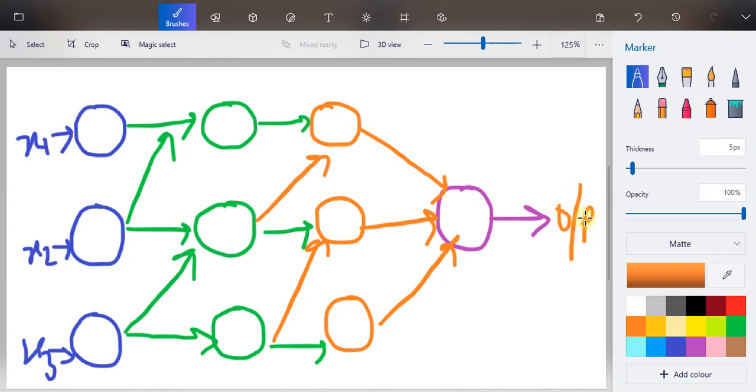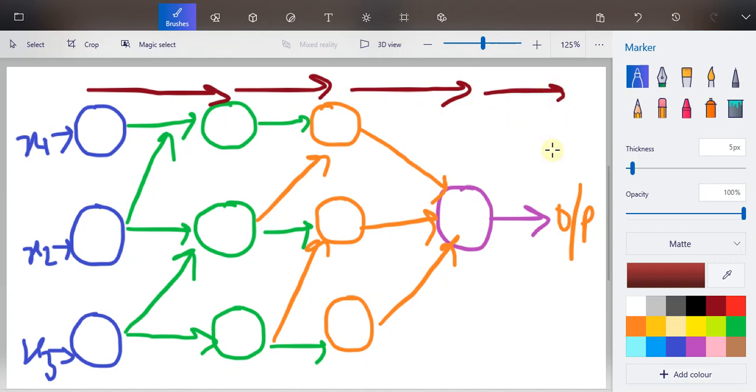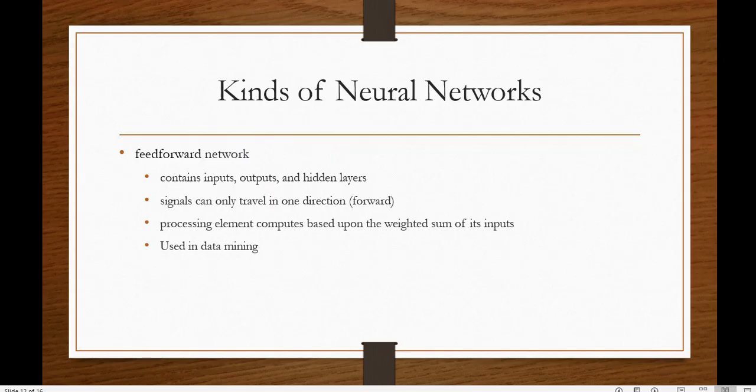So here the information is passing from left to right only. From the input layer to hidden layer 1, hidden layer 1 to hidden layer 2, and hidden layer 2 to the output layer, and from the output layer the output is generated. So this is a scenario where it is working as a feed forward network.